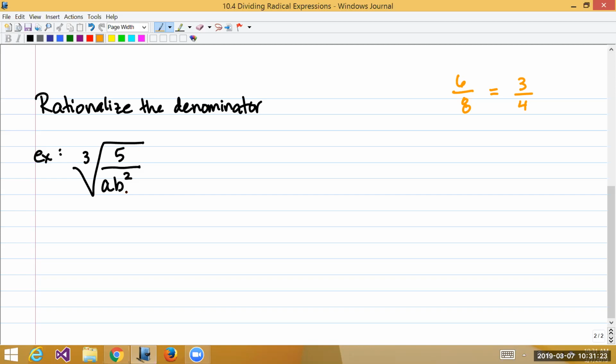So here, the first thing we're going to ask ourselves is, can we simplify the fraction? And we cannot, nothing cancels. So now we'll go ahead and separate this out into 2 separate radical expressions.